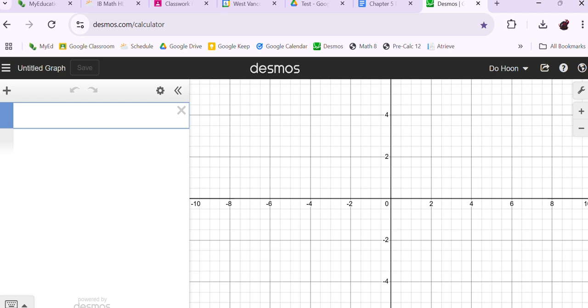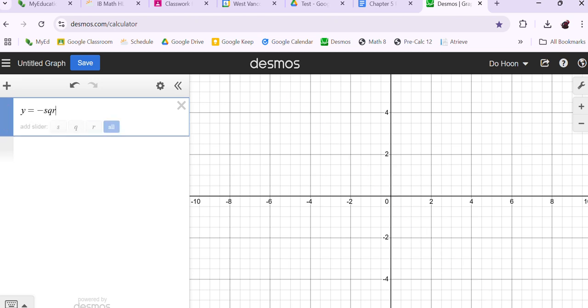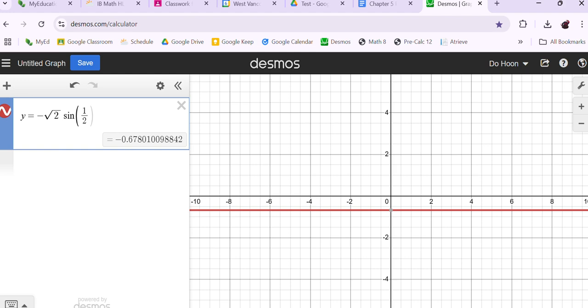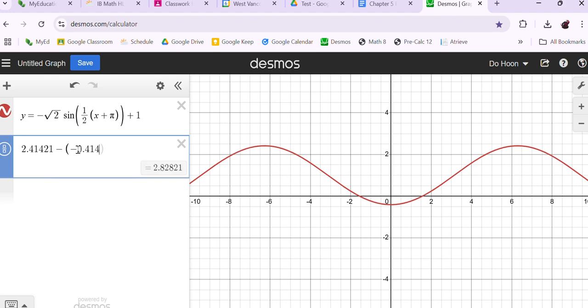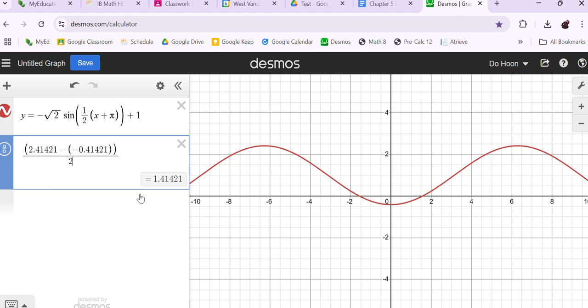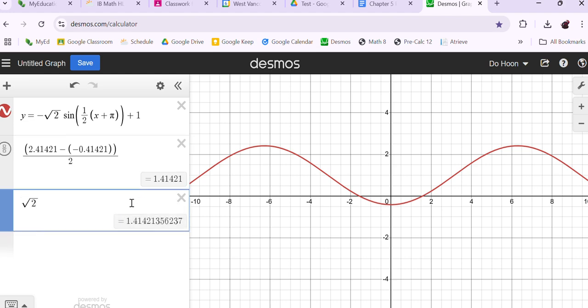Let's use Desmos. I'm going to type in the equation: y equals negative square root 2 sine of 1 over 2 times x plus pi, plus 1. That's right. So I'm going to first check my amplitude and the period. The period seems like two maximums are 4 pi from each other, so the period is 4 pi. That seems good. And also the maximum is 2.41421, and then my minimum is negative 0.41421. The difference divided by 2 is 1.41421, and square root 2 is indeed like that. So I'm happy with my amplitude of square root 2 as well.